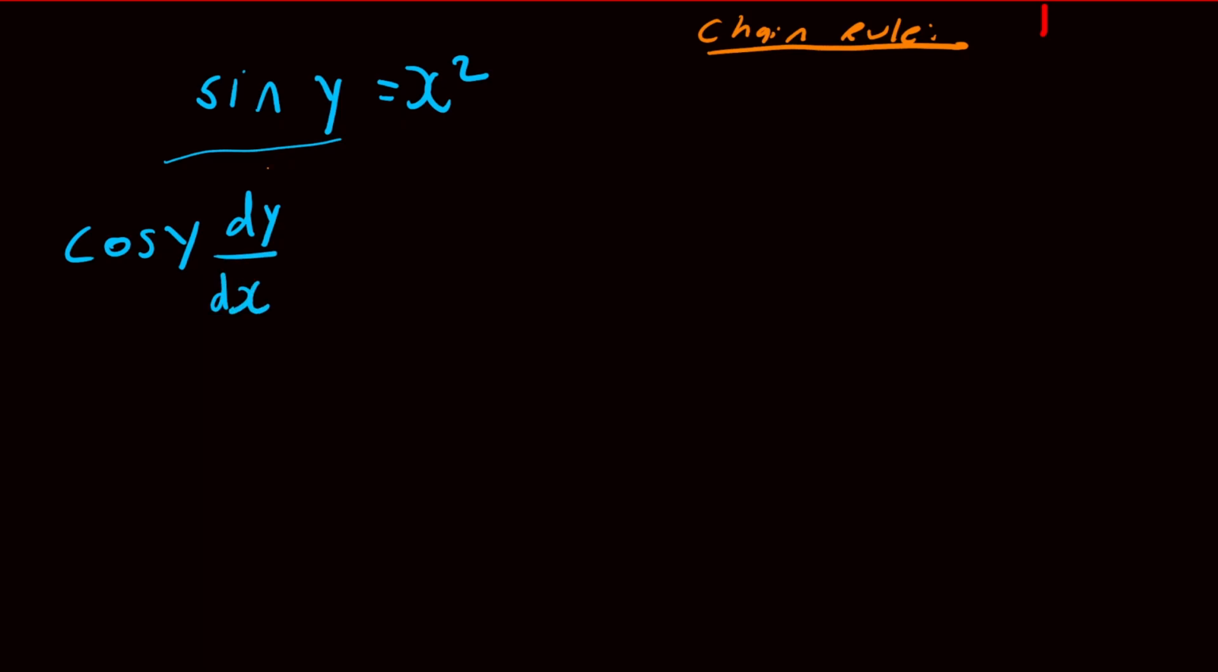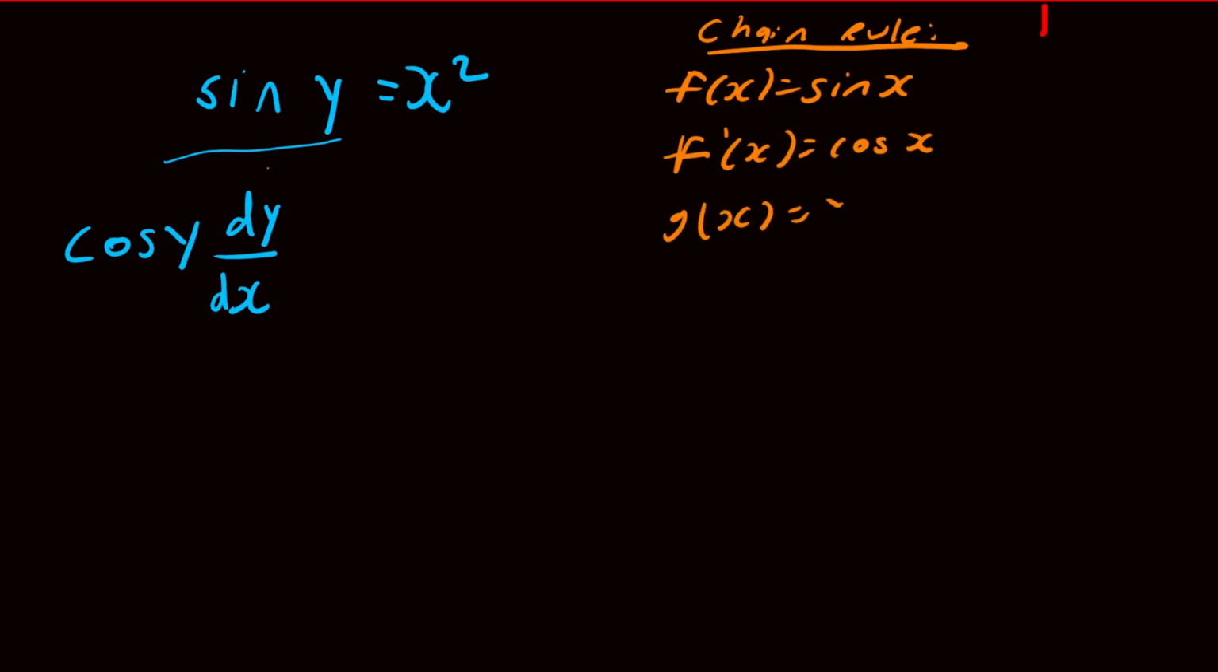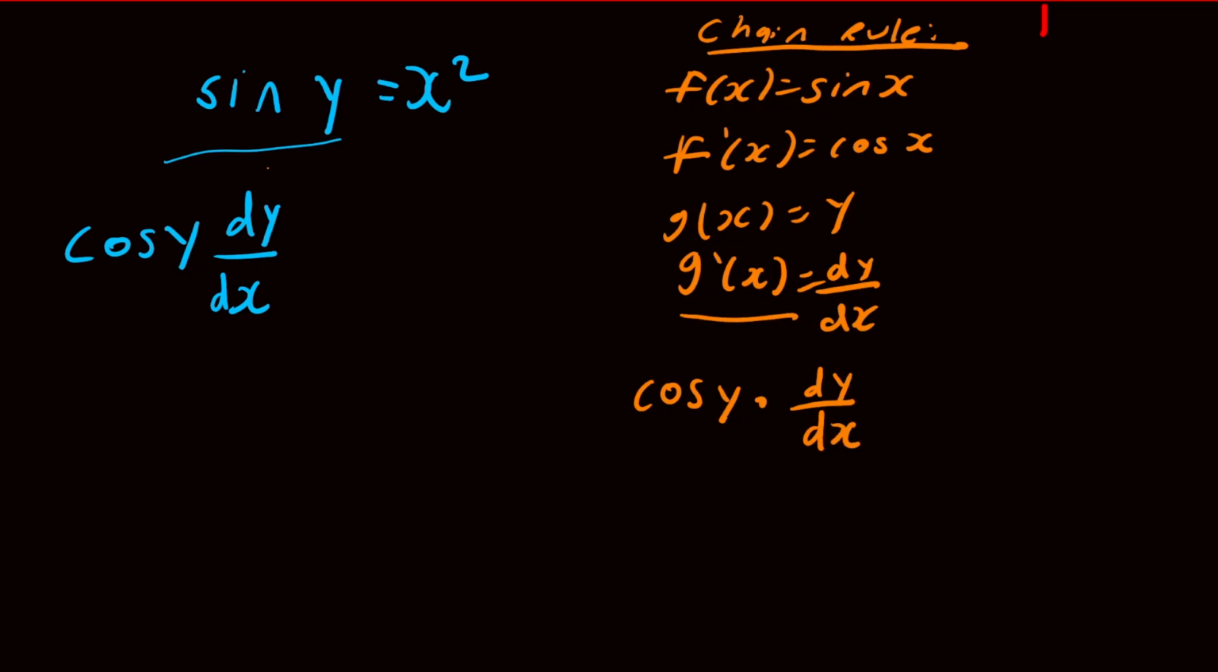But just to show you guys, so sine y, so f of x is sine x, f prime of x is cosine x, g of x is y, and g prime of x is dy/dx. The reason I'm doing this is just to prove to you once again that this is y. We multiply by dy/dx, so it'd be f prime of x, cosine y, times g prime of x, dy/dx. And that's exactly what we got. But let me erase that for now.